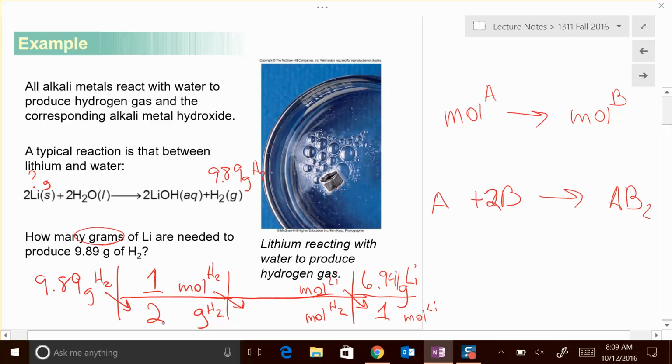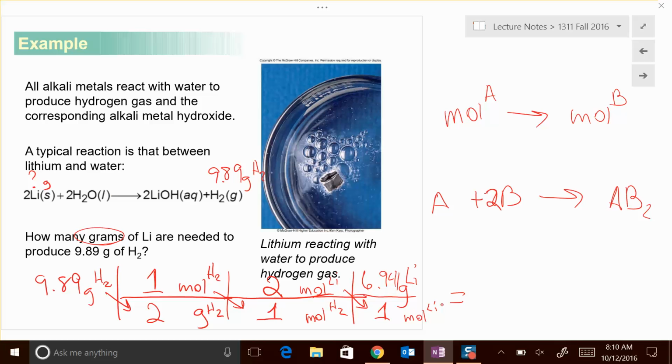Now, whenever I have a mole-to-mole relationship, a stoichiometric relationship, where does that come from? The coefficients of the balanced chemical equation. So, lithium has a coefficient of 2, so that's what I'm going to put here. Hydrogen has a coefficient of 1, so that's what I'm going to put right here. Okay? 9.89 grams of H2 times 2 times 9.641 divided by 2, that's how I'm going to find my answer. That's how I'm going to set up this stoichiometric conversion.